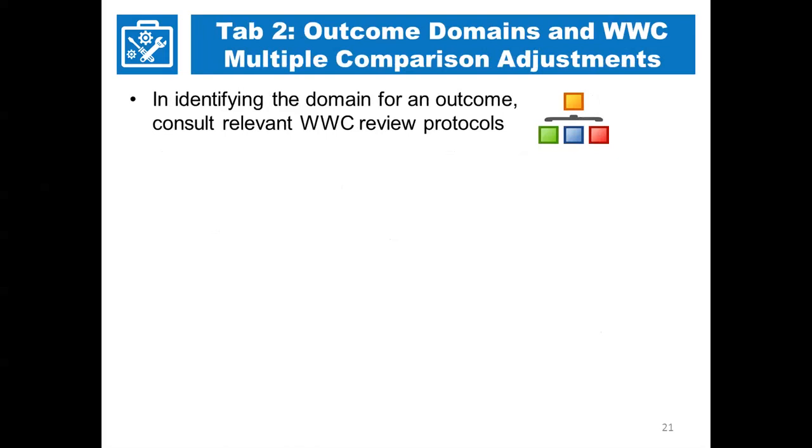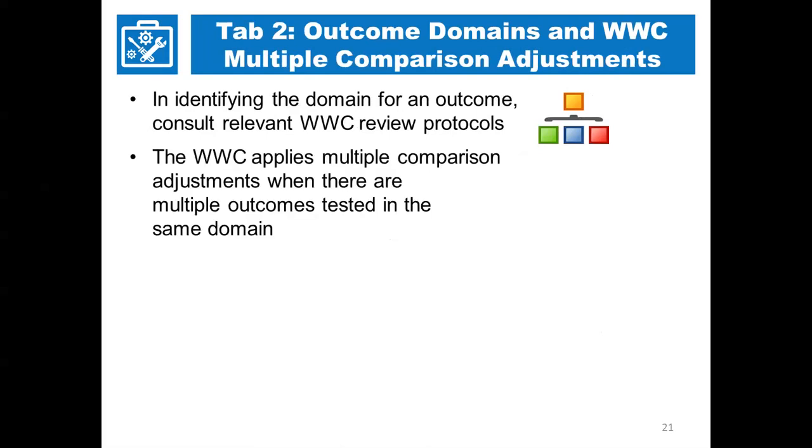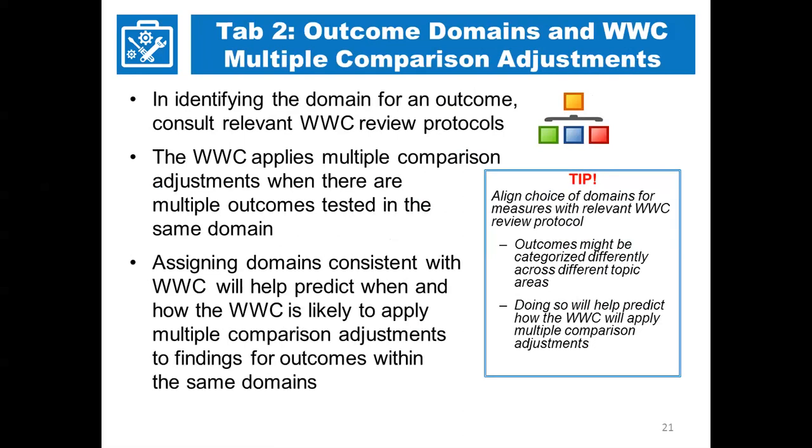We ask you in our tab, and the WWC will find it important, to identify the domain for each outcome. And the reason it's important is the WWC applies multiple comparison adjustments when the study tests multiple outcomes in the same domain. And so when you assign a domain to your outcome, we recommend that you assign domains that are consistent with the WWC assigned domain to help you predict and know in advance how the WWC is likely to apply multiple comparison adjustments to findings for those outcomes.